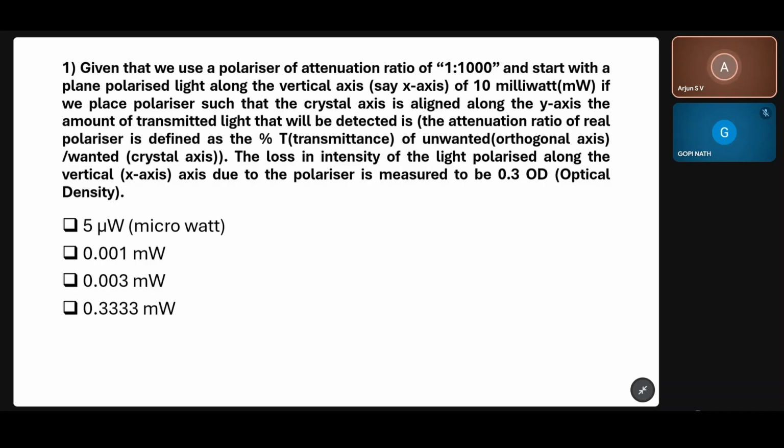So the first question is, given that we use a polarizer of attenuation ratio of 1 is to 1000 and start with plane polarized light along the vertical axis, say x-axis, of 10 milliwatt. If we place the polarizer such that the crystal axis is aligned along the y-axis, the amount of transmitted light that will be detected is defined as the percentage transmittance of the unwanted crystal. So the loss in intensity of the light polarized along the vertical axis due to the polarizer is measured to be 0.3 OD.